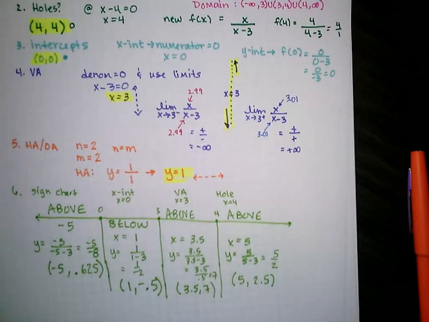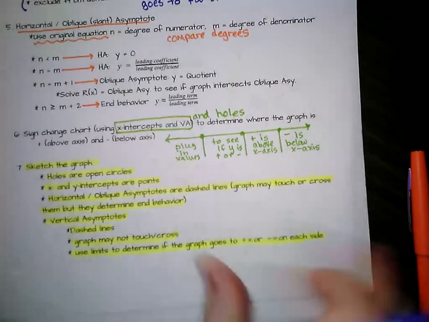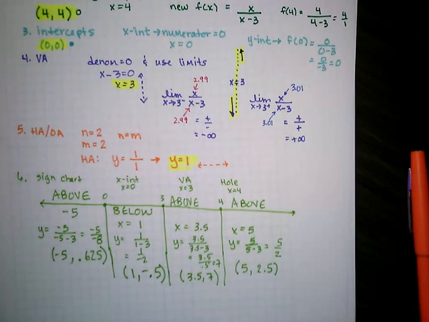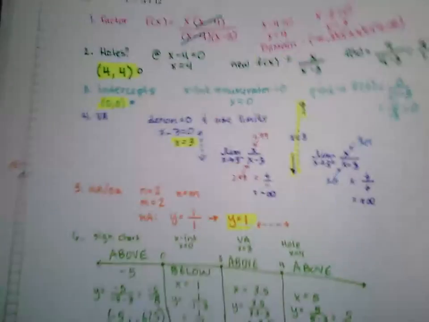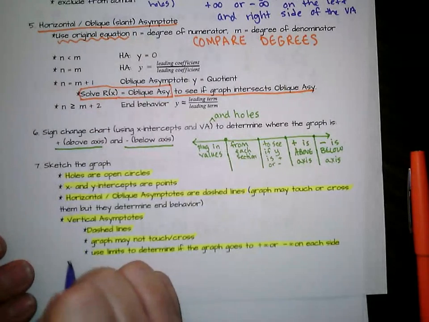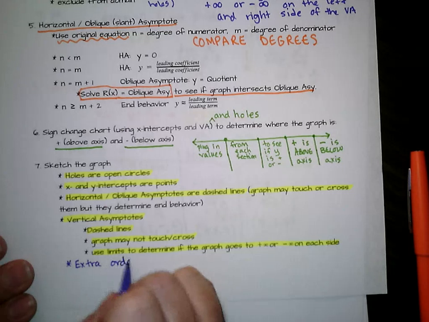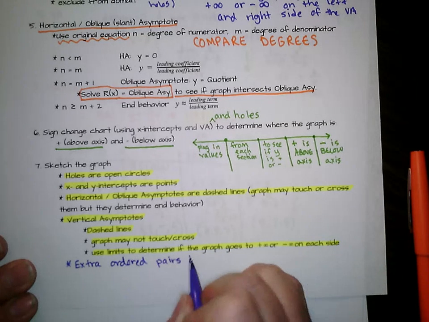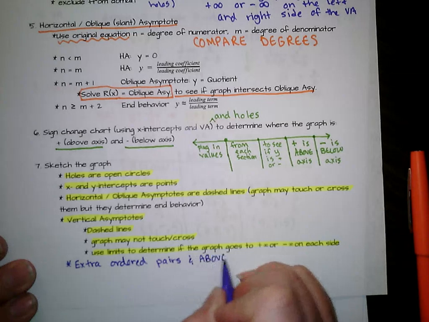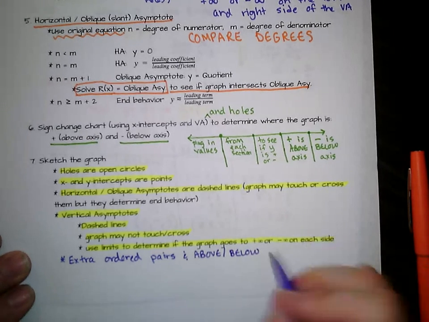But I did not list this, but I would say that you should also include those extra ordered pairs that we graphed. There it is. So include the extra ordered pairs and above, below info.